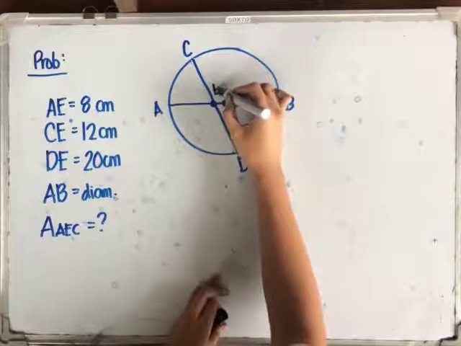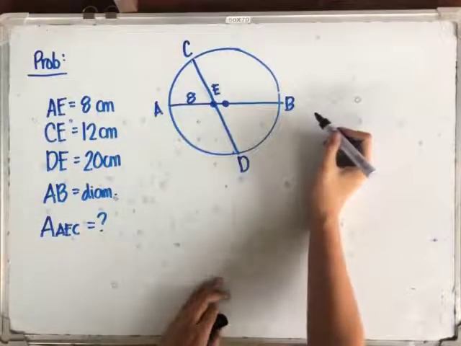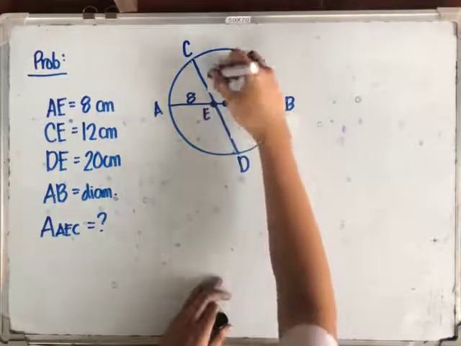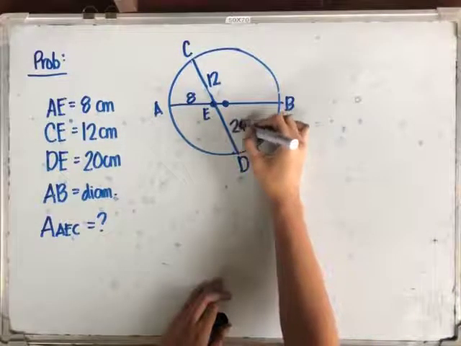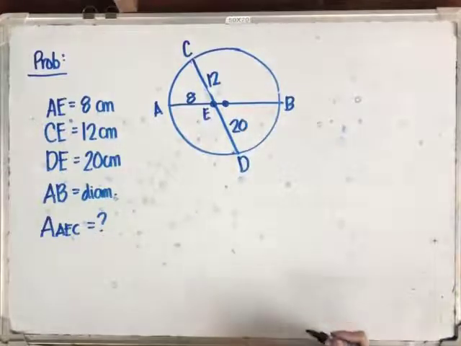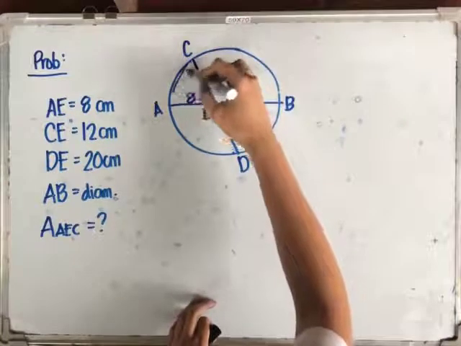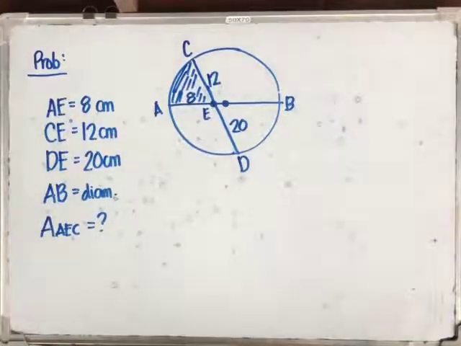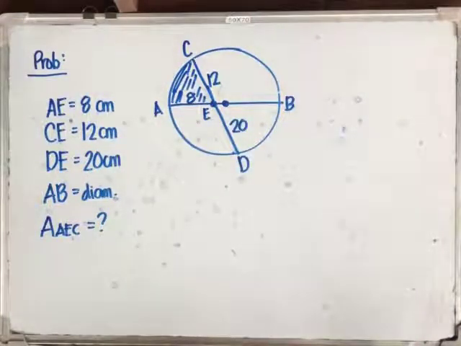Ito yun. Ano daw sabi niya? Ang AE daw is 8. Tapos CE. CE is 12 cm. DE is 20. Okay, AB is the diameter. Compute the area of AEC. Ito yung tinatanong yung area. Okay, shade ko ganyan. So, yun yung tinatanong niya sa akin. But first, bago natin makuha yan, kompletuhin muna natin ano yung magiging distance nito. Okay? Kasi certainly that would help sa ating problem mamaya.